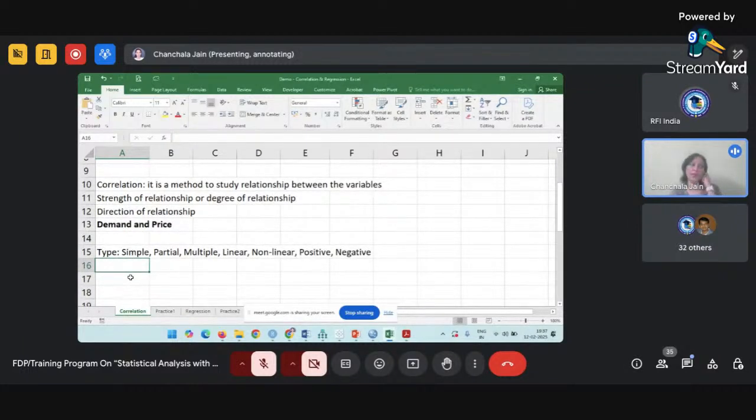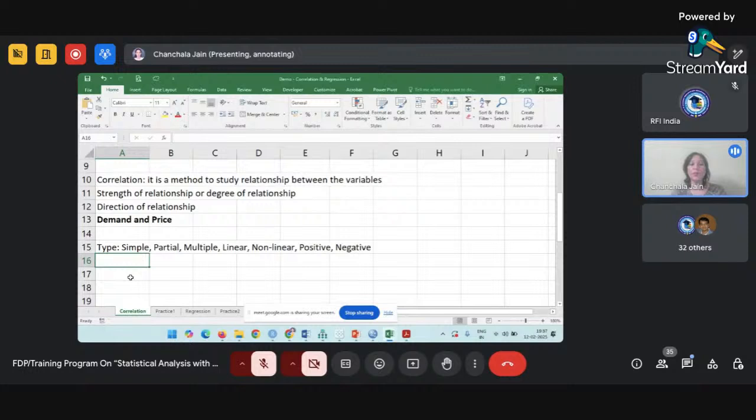Partial meaning is what? When you are studying the relationship between a few of the variables by keeping other variables constant, it is known as partial. When you are studying more than two variables, it is known as multiple. Linear is when the same proportion of change comes in both variables. Means if you are changing one variable by a particular unit, suppose x unit, and the other variable is also changing by the x unit, it is known as linear. So the proportion of change will always be the same in linear correlation. In non-linear, the proportion is not the same. When you are changing one variable by x unit and the other variable changes by y unit, in that case you can say this is non-linear correlation.